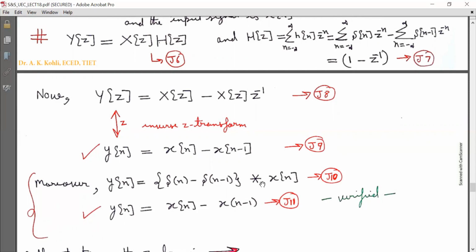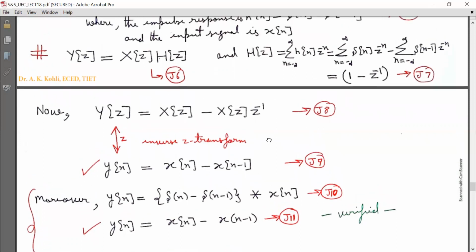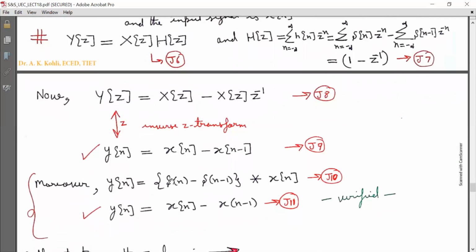In some applications, it is difficult to apply the linear convolution sum formula directly, so we will opt for the Z transform approach. That is, we will first calculate the Z transform of the output, Y(z), which is equal to X(z) into H(z). Then we will apply the inverse Z transform on Y(z) to calculate y(n), that is, the output sequence. So both approaches are correct, and it depends upon the application which of these approaches you use to solve the question.